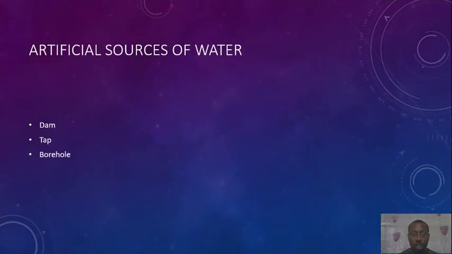artificial sources of water. What are the artificial sources of water? Number one, we have dam. A dam is a reservoir, a barricade built to hold water, to stop a river from flowing. So most of the water we get in Nigeria, especially the Usman Dam, is an artificial source of water. Then we have the tap. Your tap is an artificial source of water. Then we have the borehole, which is also an artificial source of water.